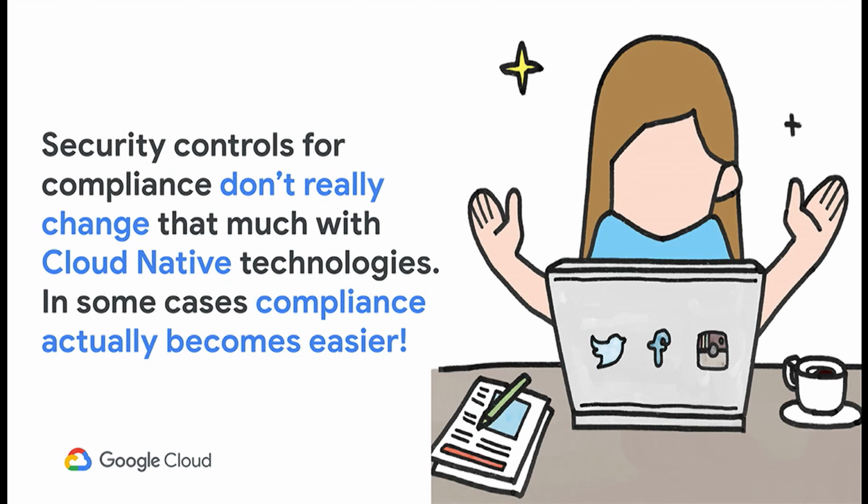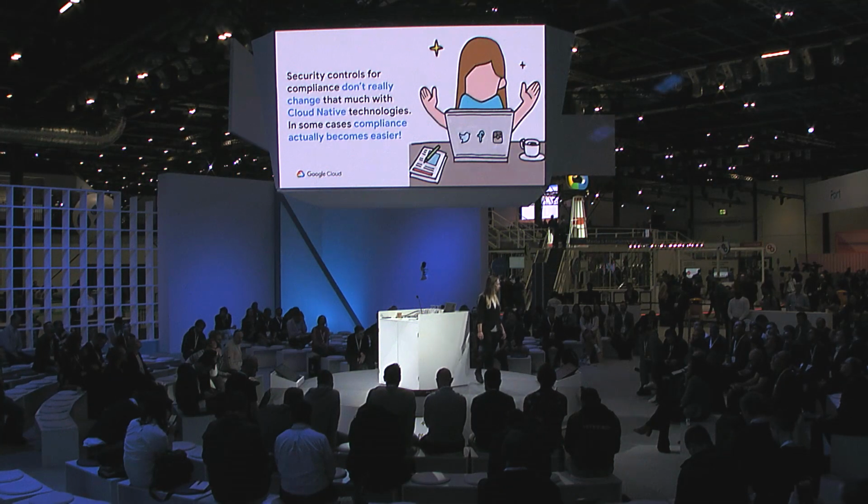So to sum up the last five sections, security controls for compliance don't really change that much with cloud-native technologies. But in some cases, compliance actually becomes easier. So now all these people are happy, including your auditor. The TLDR of this presentation, and yes, I could have started with this, but you might not have stayed for the whole presentation, is one, I think Kubernetes makes compliance easier in a lot of places. In some places, like logs, it's pretty much the same.